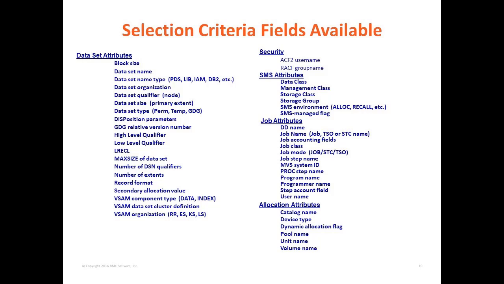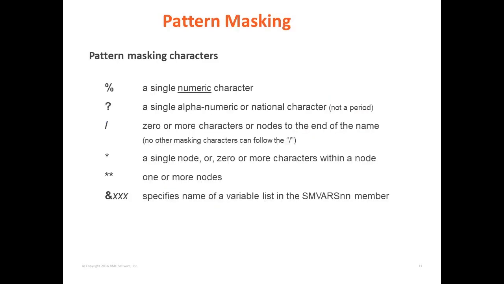This slide illustrates some of the selection criteria that can be used in the SRM, FLST, or RLST members. Pattern masking follows the standard IBM ISPF masking, with the exception of the slash. When the slash is used, all information beyond the slash is ignored, and the mask is in effect for anything to the left of the slash.